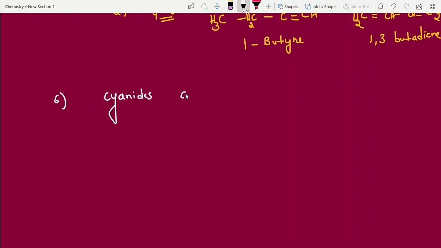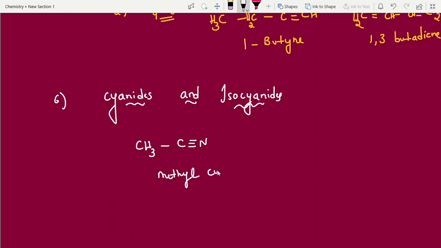Cyanides and isocyanides. CH3, C triple bond N. Wherever nitrogen is there, it forms 3 bonds. This is what we call methyl cyanide, or else IUPAC name ethanenitrile. This is also a chain terminating functional group. That's why we'll write ethanenitrile. Okay. Now next one. With this, what is the molecular formula?